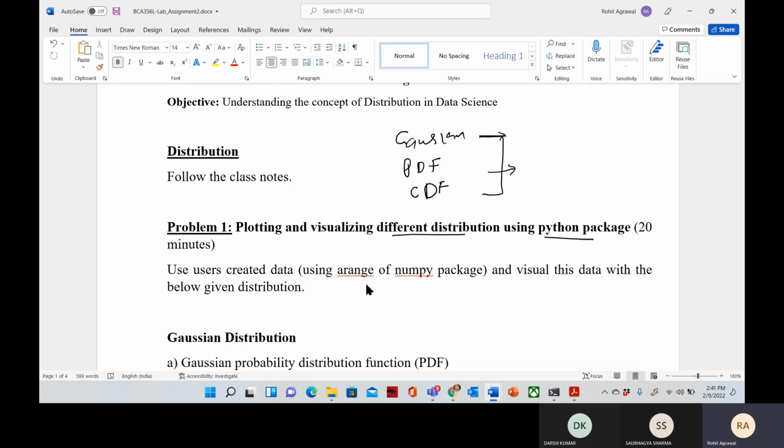So for this, we will use user created data. This is our user created data. And for this, we will use Python NumPy package. So are you aware of NumPy?